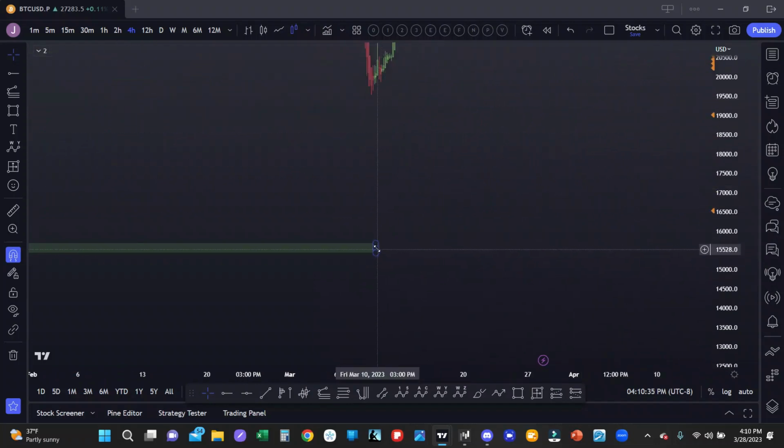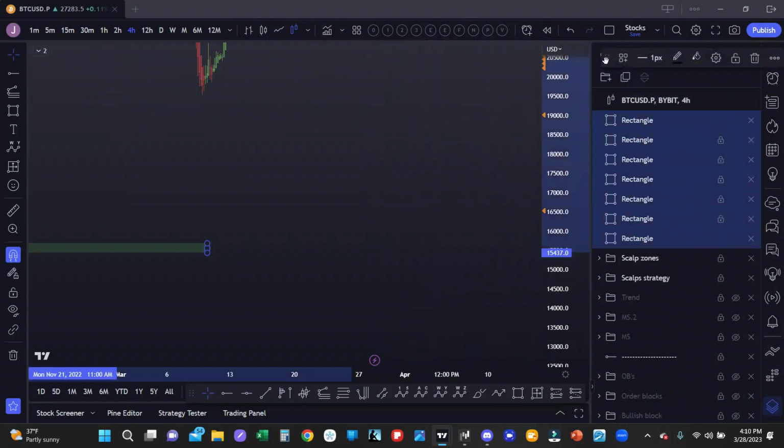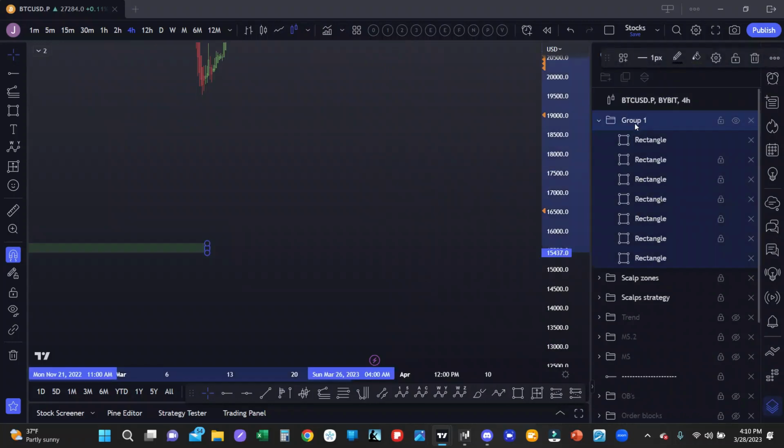Mark them out anyway. Put them in a folder over here in your object tree. Put them in a little folder like this. Click them all. Put it in a folder. Say zones or something like this, right? Zones, and go like that.